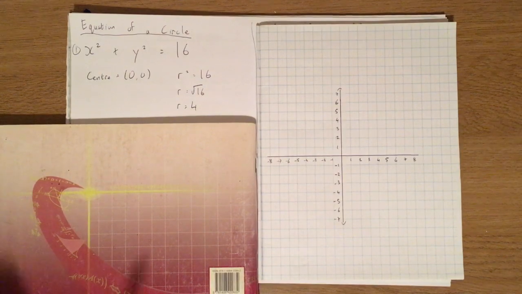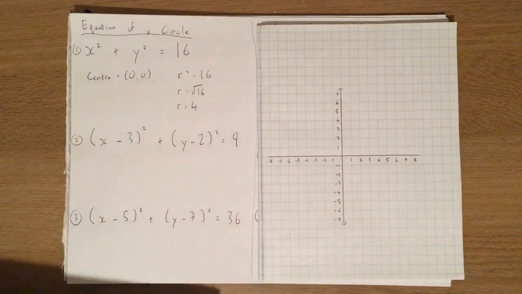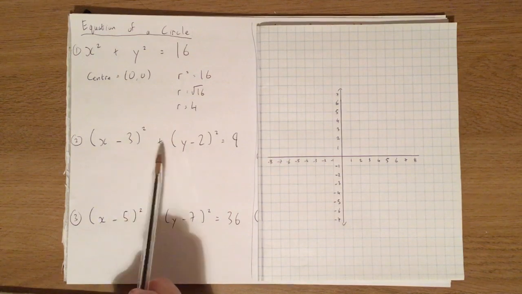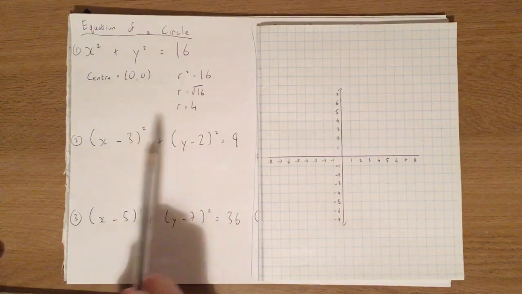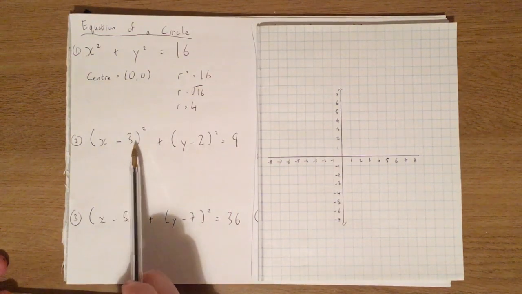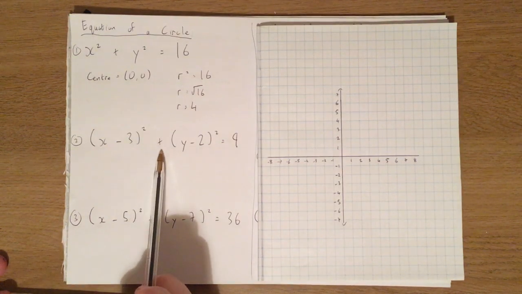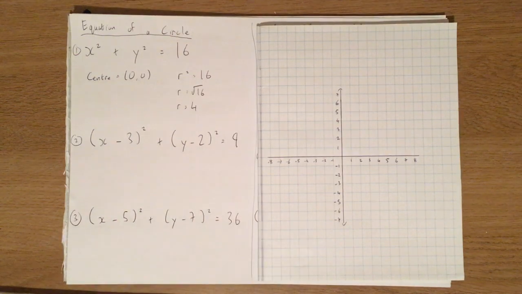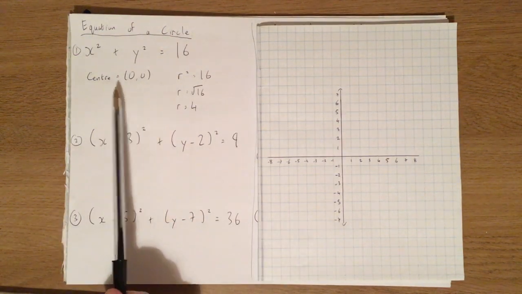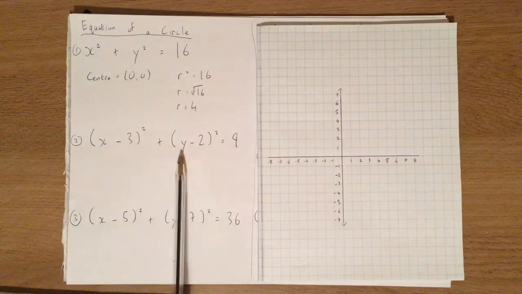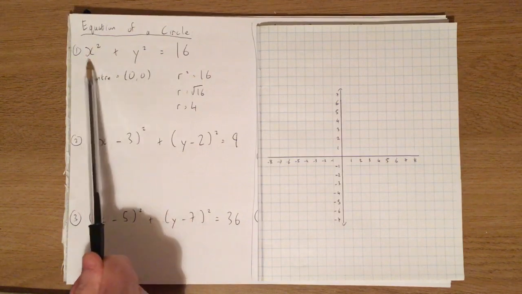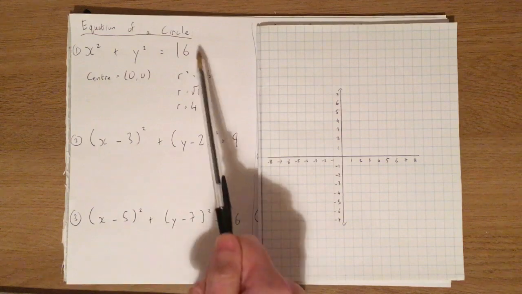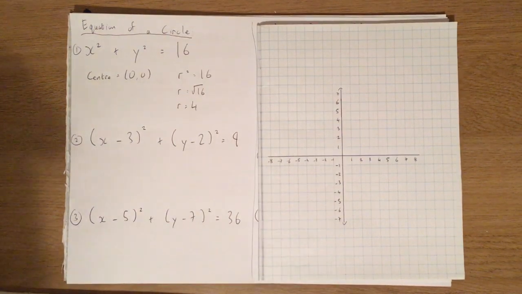Now what we're going to move on to today is other circles where the center is not (0, 0). So let's say this circle here. There's a little bit more going on the left hand side. We see it's (x minus 3) all squared plus (y minus 2) all squared equals 9. The center here is not going to be (0, 0), so I don't just have x squared plus y squared. There's more going on the left hand side. The right hand side is going to be the same, we'll come to that in a second.